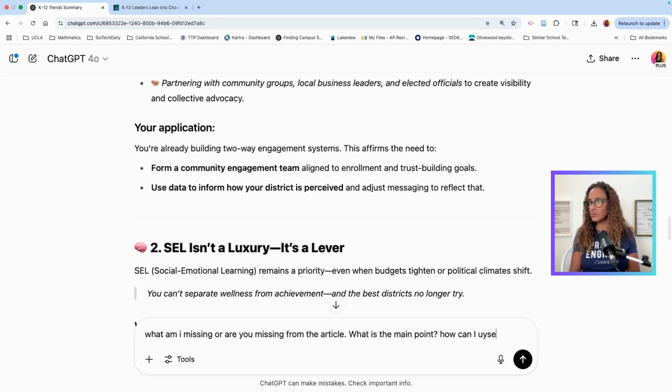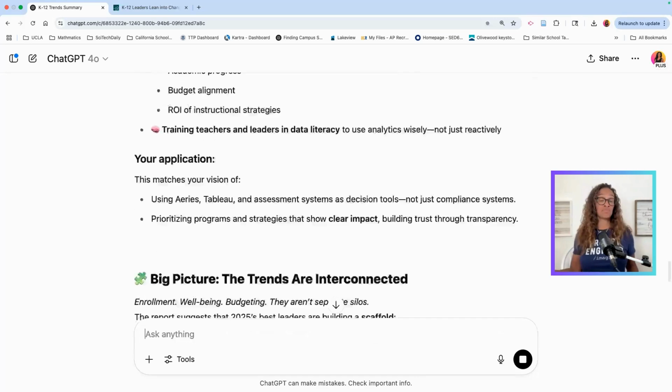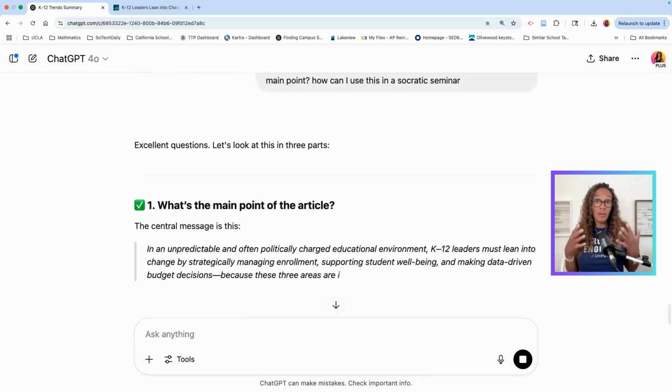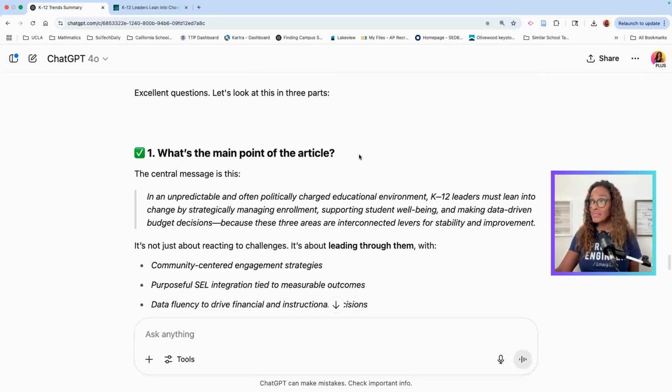How can I use this in a Socratic seminar? Maybe it's something you want to do in your class. Things that you can talk about, maybe if you're a principal with teachers, maybe it's an article that is for an elementary school and you want to be able to bring it to their level of learning and expectations. Maybe you need to differentiate things like that. And now it just gives me the main points.